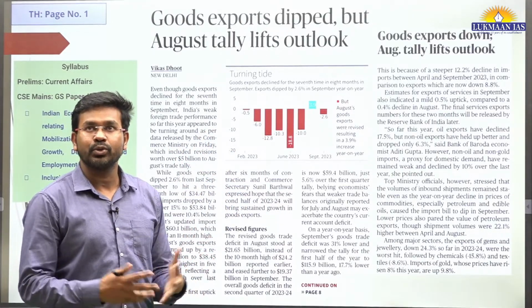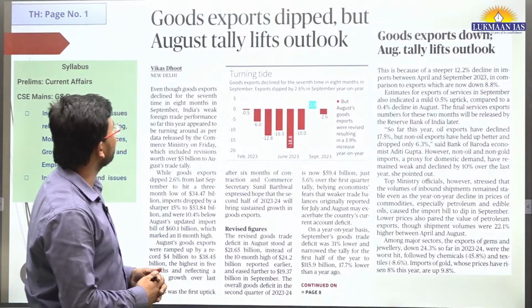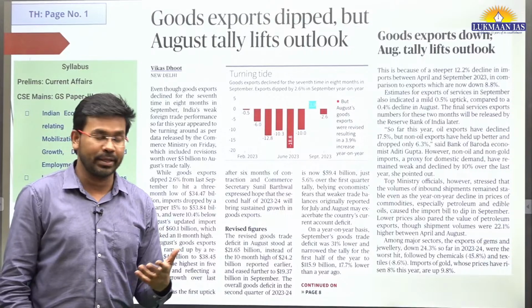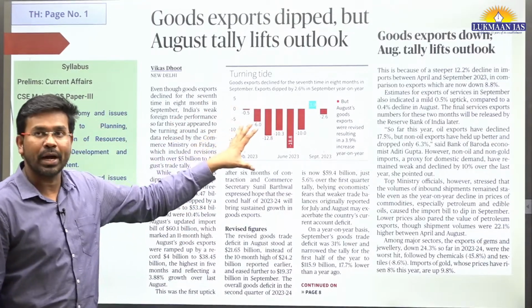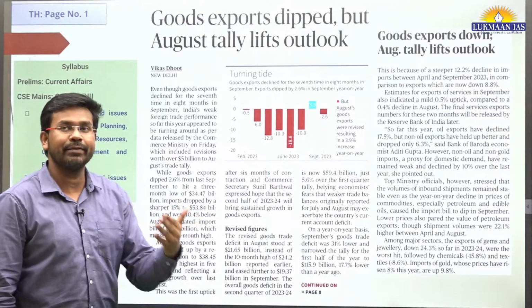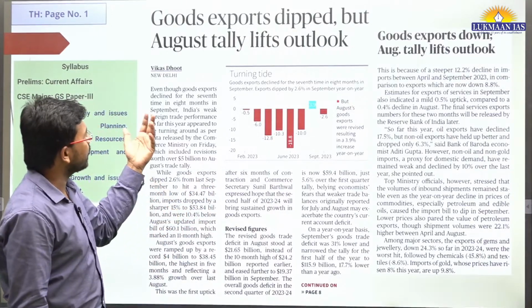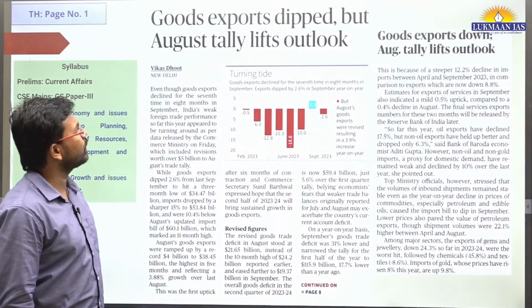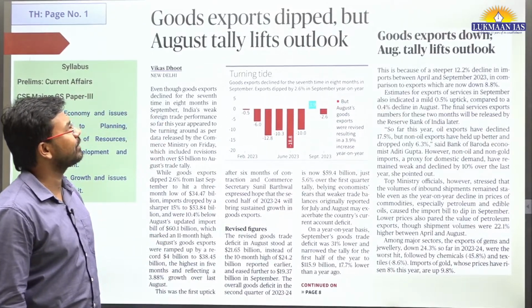So the first newspaper article that we are going to discuss is related to economy. It's related to Indian economy. It was there in GS paper 1. It's important for the prelims exam, and also it has some relevance for the mains exam. So what is this topic all about? It says goods export dipped but August tally lifts outlook.